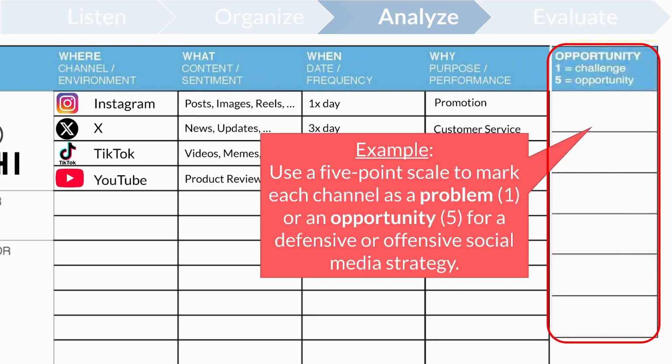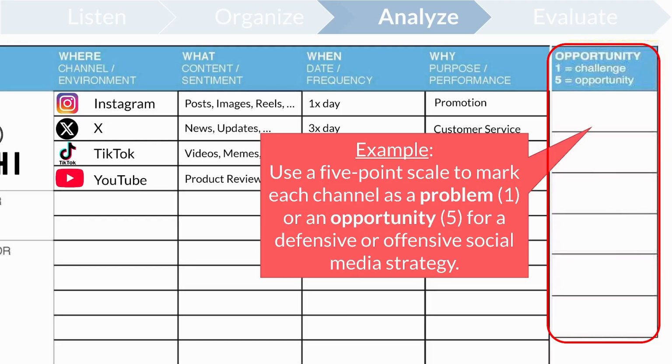It's not the only correct way. There's one example I can show you. In the real world, they do that. You can use a 5-point scale or any kind of scale to mark each channel as a problem, as a challenge, or opposite, as an opportunity.